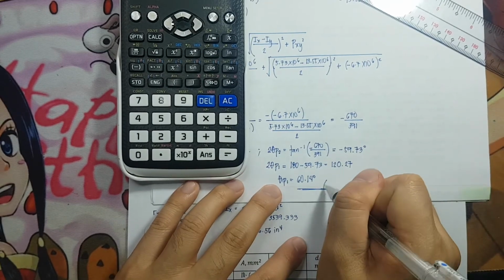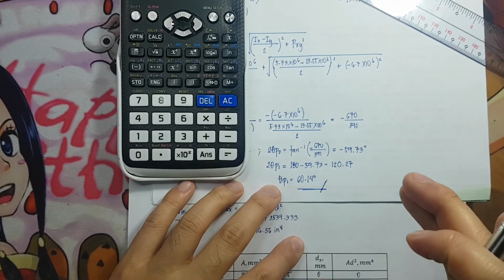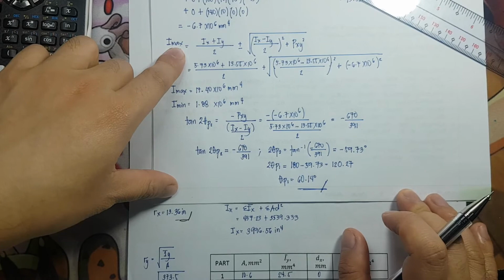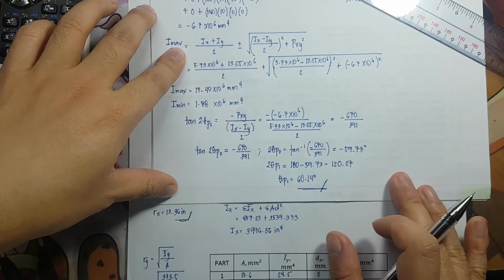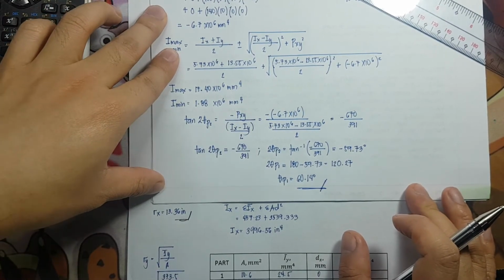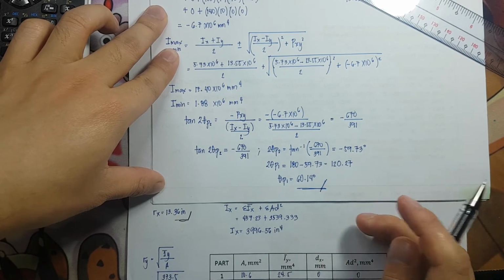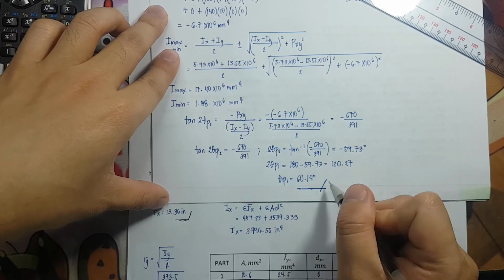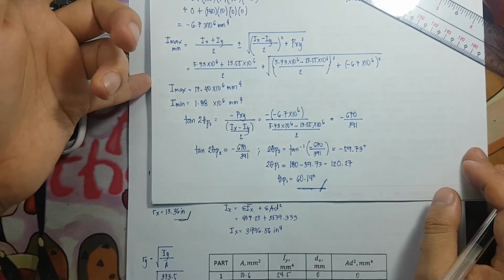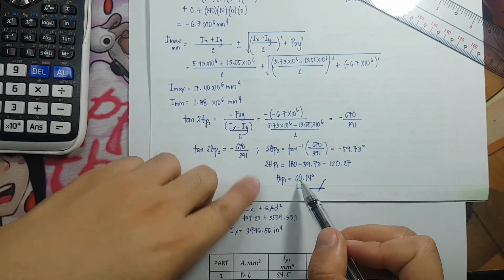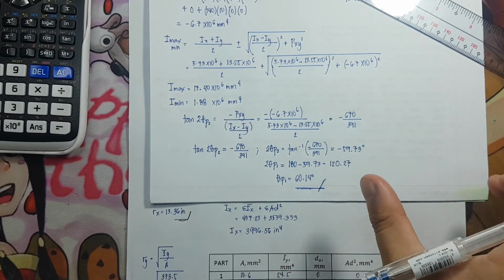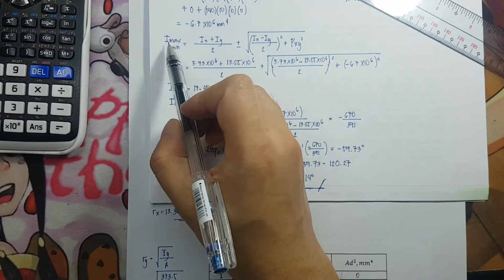So this is the angle that we are looking for, the angle that we make with respect to the positive x-axis to the maximum moment of inertia. So this is what we are looking for. Mamaya mas maintindihan natin to pag mas ma-appreciate natin to with our Mohr's circle. But solve for the angle, this is the angle. I repeat, theta P1 is the angle that we make with respect to the positive x-axis to the Imax.